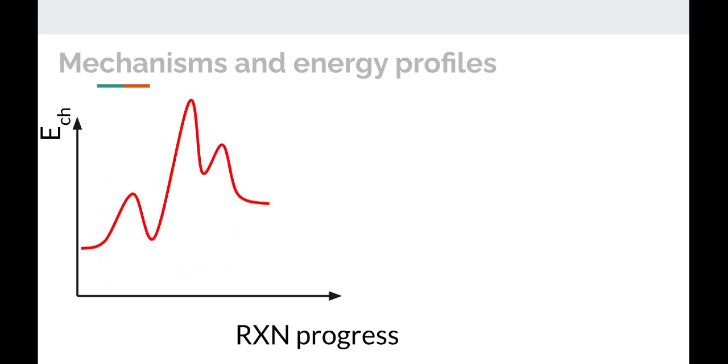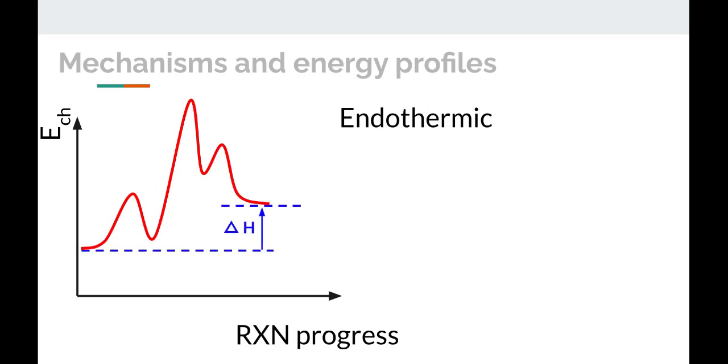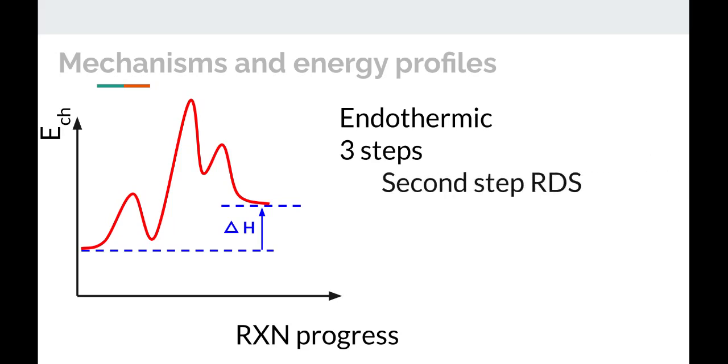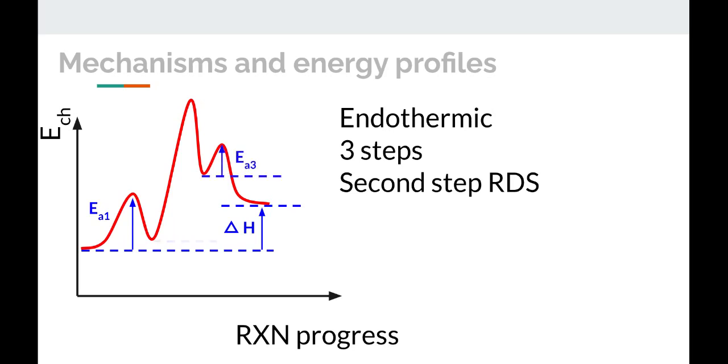Here's another one. This is an endothermic reaction. We know that because the products have more energy stored in them than the reactants. We know that it happens in three steps because there are three peaks in this energy profile. And then if we look at the activation energies for the three steps in the mechanism, the second one has by far the largest activation energy, so that's going to be the rate determining step in this reaction.